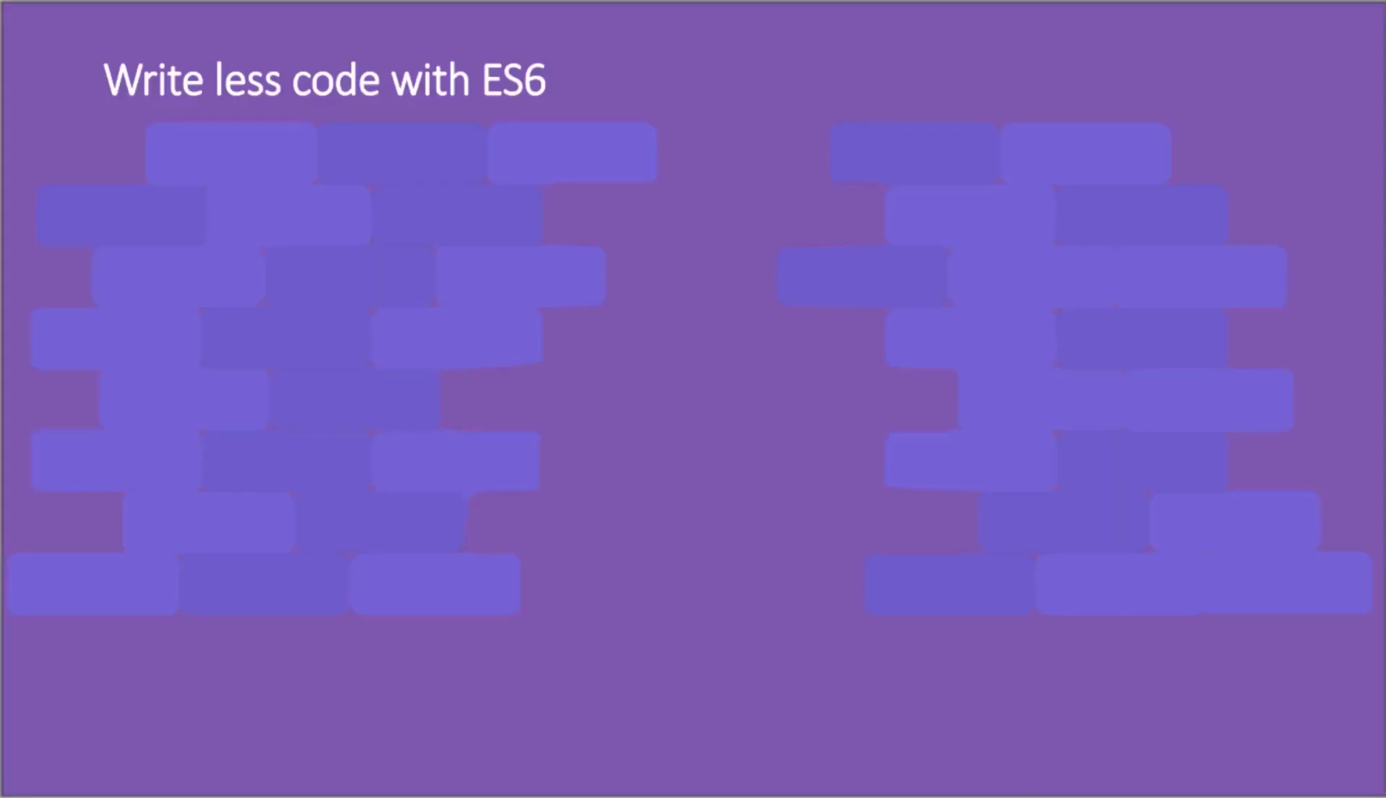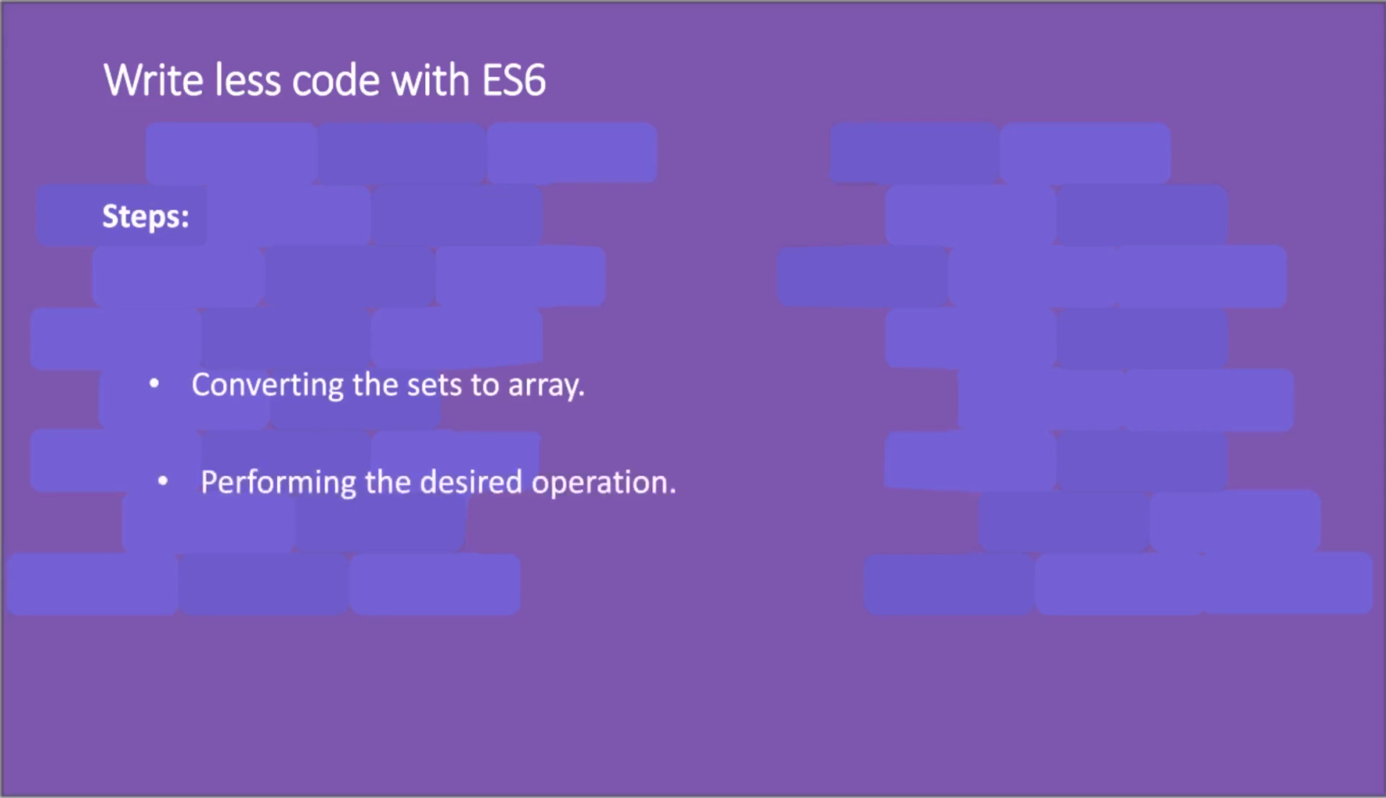There is a simpler way of simulating these operations by using the spread operator, which was also introduced in ECMAScript 2015. Let's see how to perform these operations. There are 3 steps to follow. First, converting the sets to arrays. Second, performing the desired operation. Finally, converting the result back to a set. Now let's jump to code again to see the magic of the spread operator.